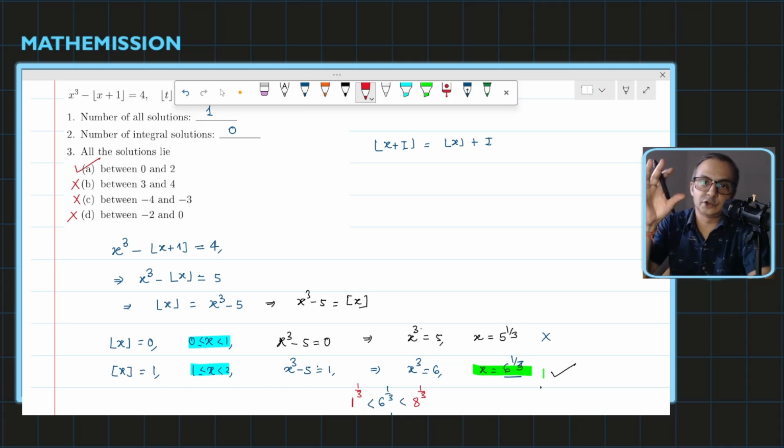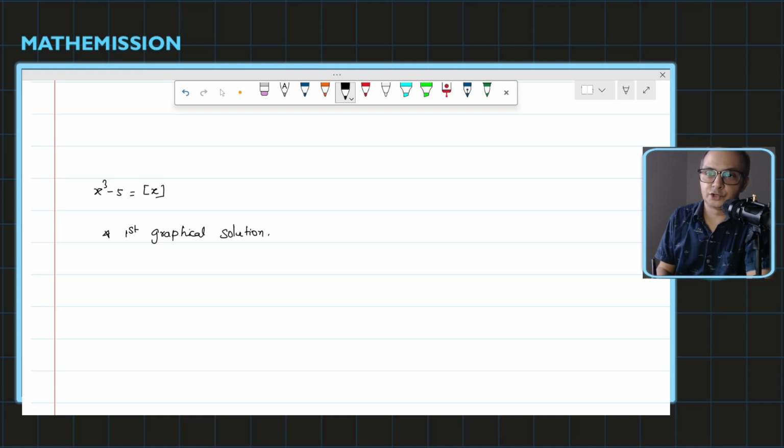Alright, so this was the solution I have done analytically. Let us do the same question graphically. In this graphical solution, we have to find the number of solutions. So I want to draw the graph of f(x) is equal to x cubed minus 5 and compare it with the graph of floor x, that is g(x). So on the same plot, I will draw the graph of x cubed minus 5 and the greatest integer of x, and we will see how many times they intersect each other. This is one graphical way to think.